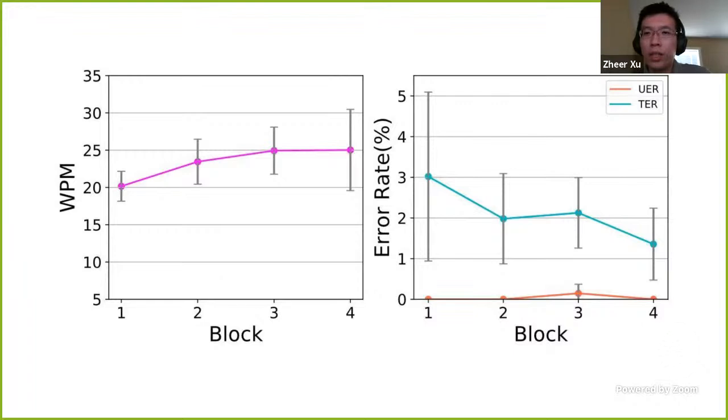Here are the evaluation results. The x-axis shows different blocks, and the y-axis shows the text entry speed measured by words per minute and the error rate, respectively. The curve over 4 blocks shows a performance improvement. The average speed on the first block was 20 WPM. It went up to 25 WPM in the last block, with an average of 23.4 WPM over all blocks with a very low error rate.